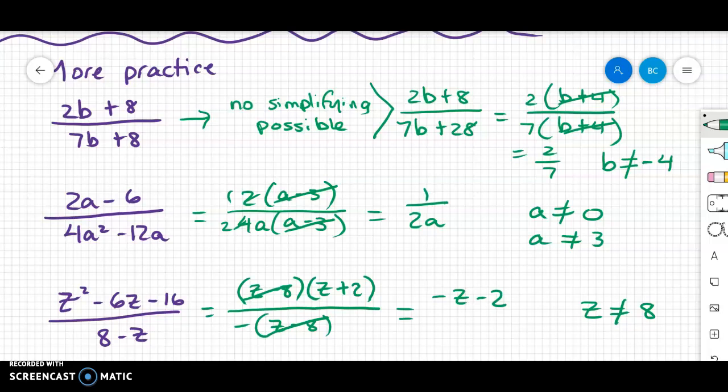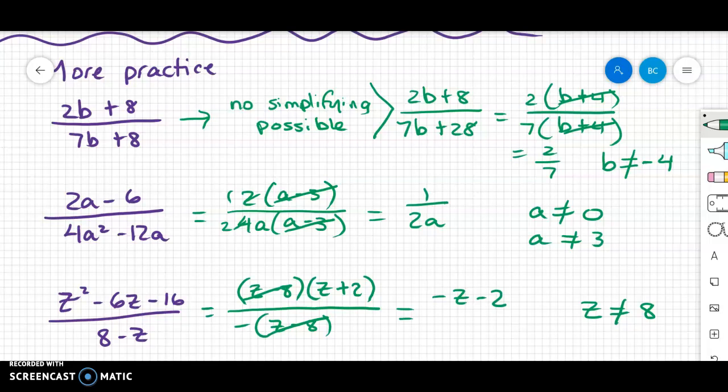On the next one, I'm going to factor out a 2 and then a 4a. When I do that, I can cancel my a minus 3 factor, and then I can reduce 2 over 4, and I'm left with just 1 over 2a. Again, when I'm looking for excluded values, I'm going to go back to the factored form before I start canceling. So I know that 4a can't equal 0, therefore a can't equal 0. And a minus 3 can't equal 0, therefore a can't equal 3.